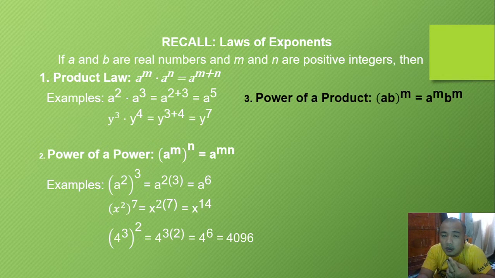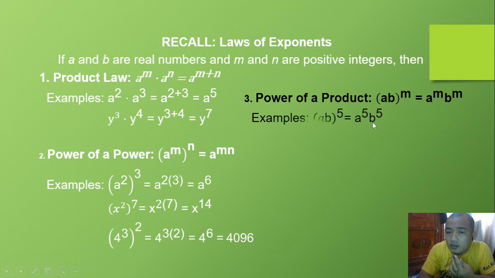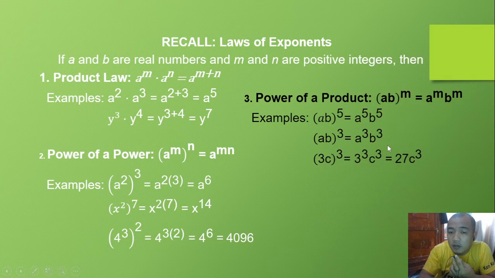Next, number 3, power of a product law. If we are going to raise a product to a power, that means we distribute the exponent m. So ab raised to m means a raised to m, b raised to m. Example, ab raised to the fifth power means a to the fifth, b to the fifth. Quantity ab cubed means a cubed, b cubed. Quantity 3c cubed means 3 cubed, c cubed, or 27c cubed.